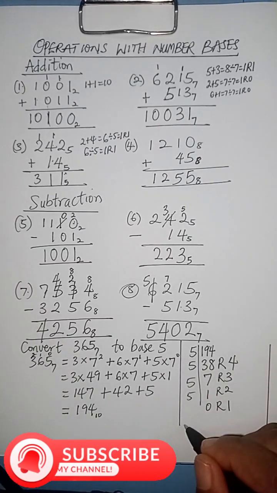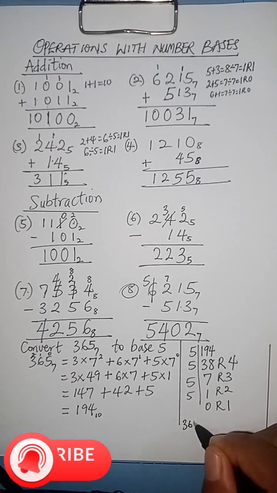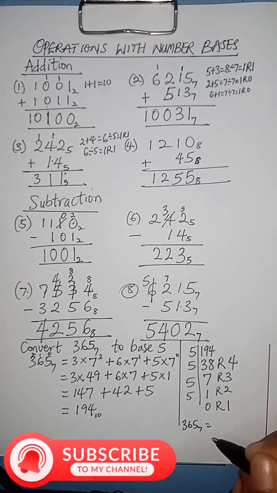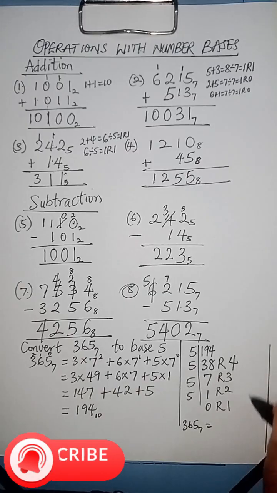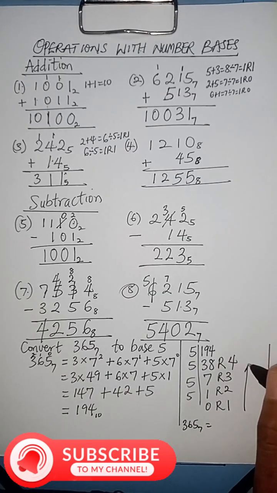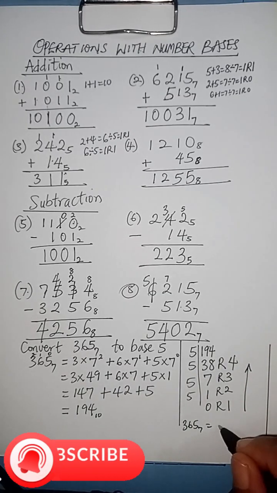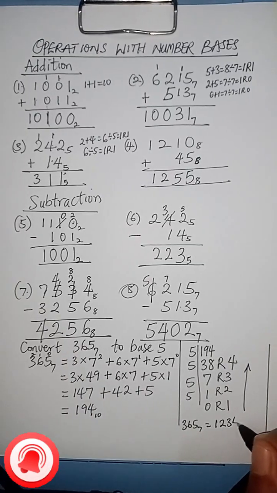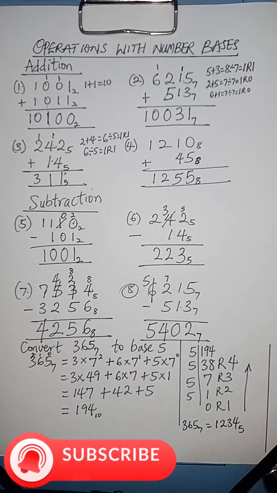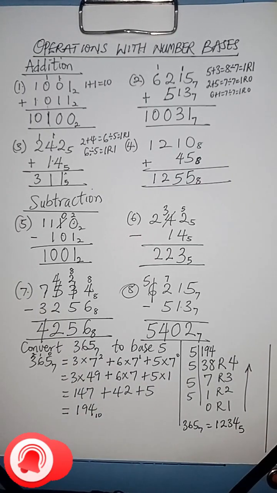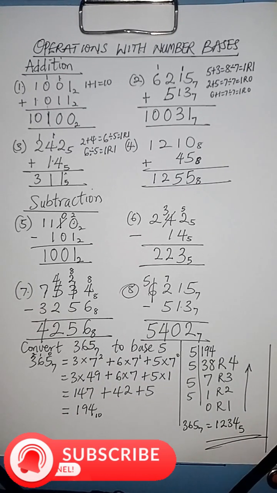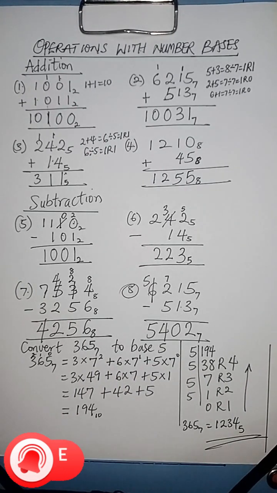So, therefore, 365 in base 7 is equal to, remember you write the digits from down to up, 1, 2, 3, 4, in base 5. So that's the solution to the question. I hope that wasn't difficult.